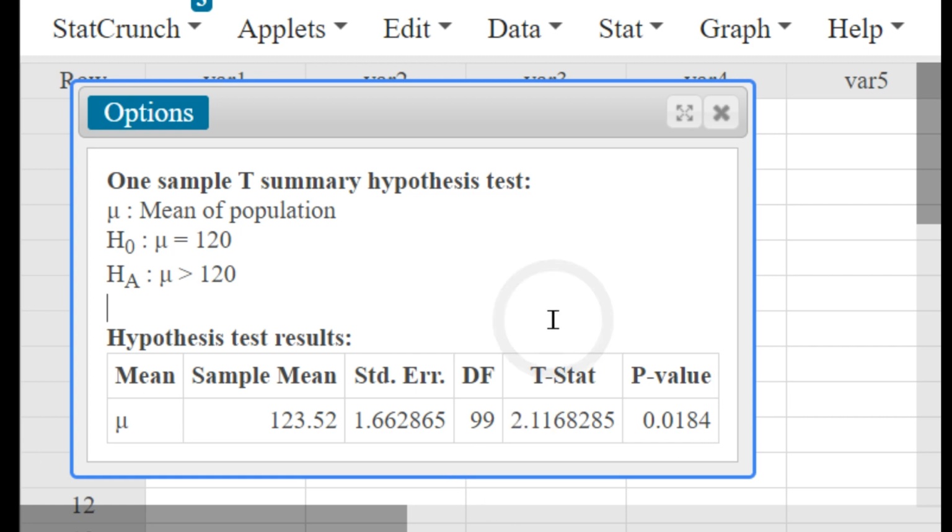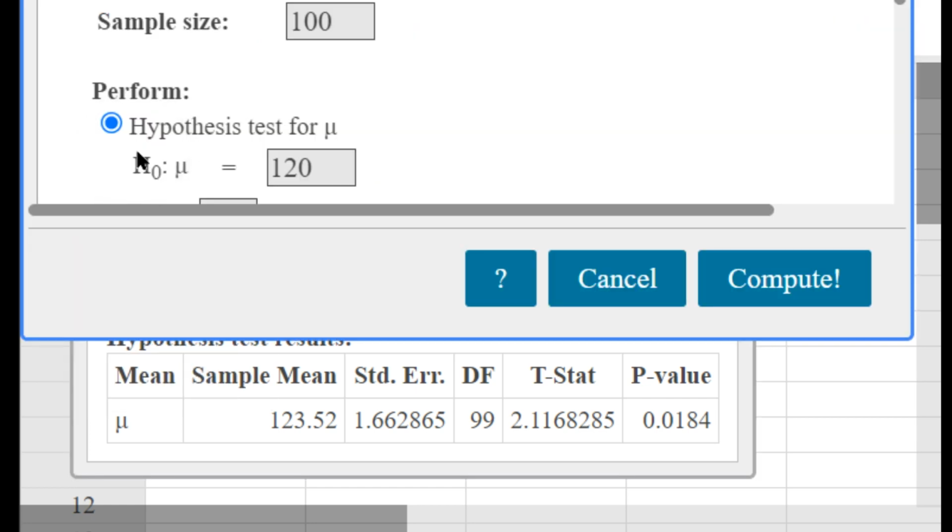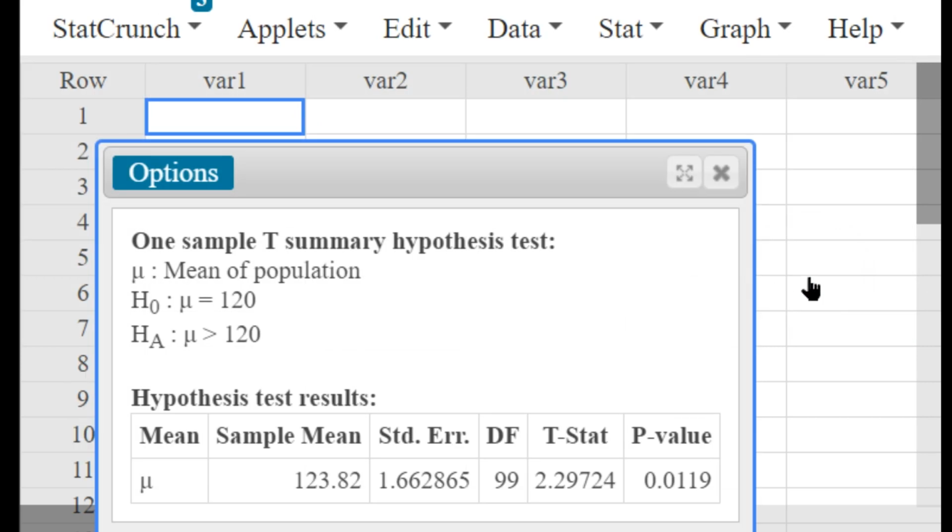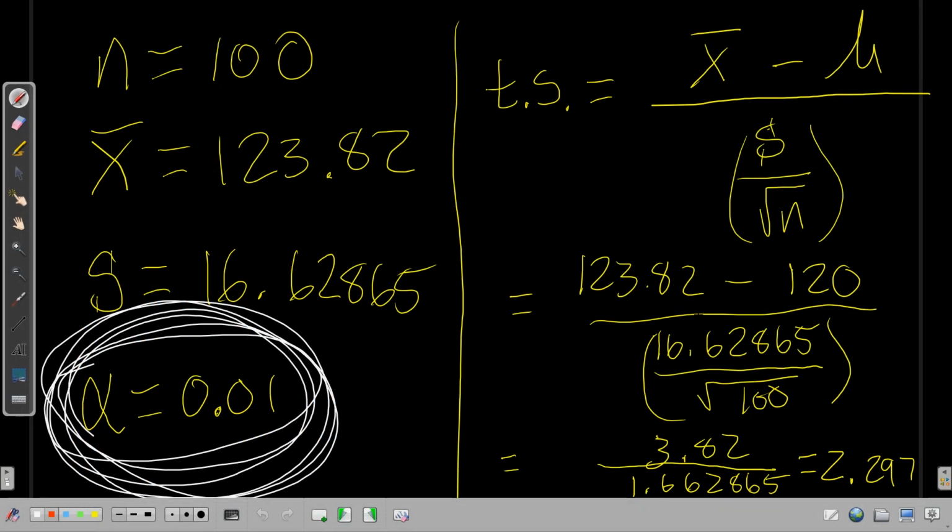So that's a little bit off from the test statistic that I got. I wonder why. Let me look again. I can go to options, edit. 1.2352. Oh, that's why. It should be 1.2382. Now they have a test statistic of 2.297. Well, that's exactly what I had got, 2.297.